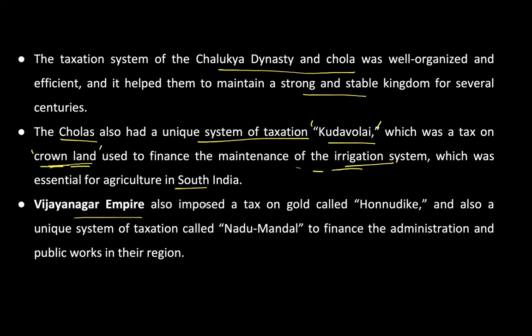Then the Vijayanagar Empire also imposed a tax on gold. So this was called Honu Dike. And it was also a unique system of taxation which is called Nadu Mandal to finance the administration. So these terms are important. These can directly come up. So there are three important terms: Kudavolai, Honu Dike, and Nadu Mandal.